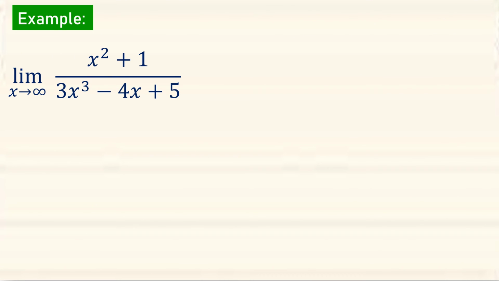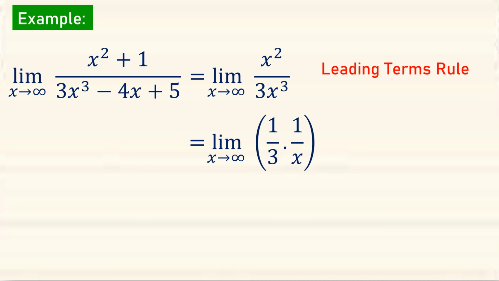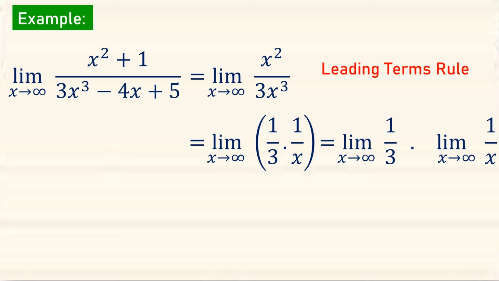Now let us have another example. The limit of x squared plus 1 over 3x to the third minus 4x plus 5 as x approaches infinity. In here we are going to use again the leading terms rule, and it will become the limit of x squared over 3x to the third as x approaches infinity. In here we are going to simplify it. It will become the limit of 1 over 3 times 1 over x as x approaches infinity. So using the rule in limits of sequences, we have the limit of 1/3 as x approaches infinity times the limit of 1 over x as x approaches infinity.